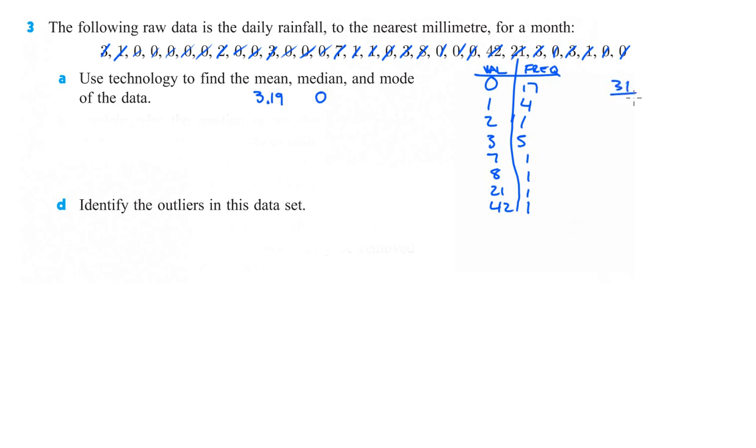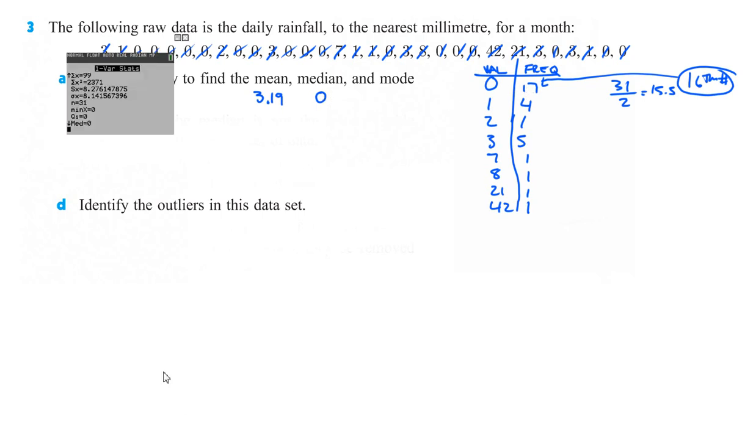And the median is going to be right in the middle. So we take 31 divided by 2, and that gives us 15.5, which means we want to know what the 16th number is. And the 16th number is going to be 0 because all the way up through 16 and 17 are all 0. So that's why that's the median.